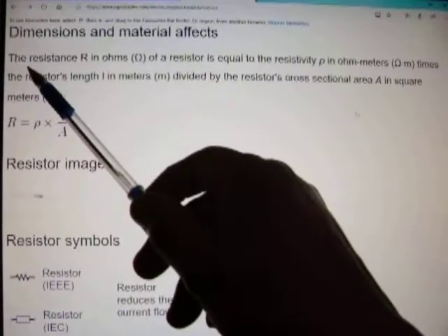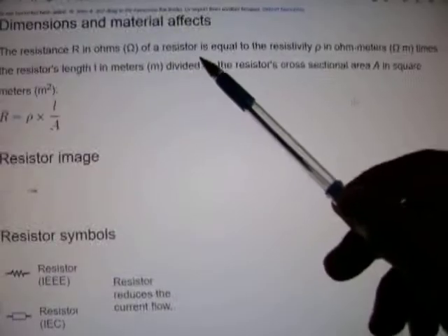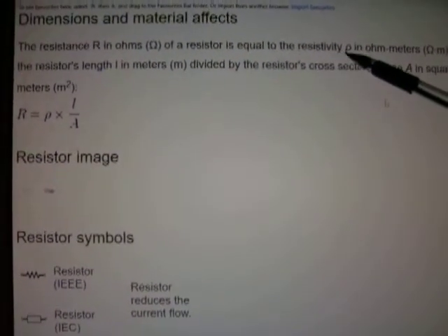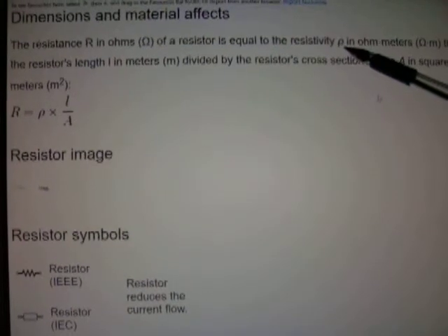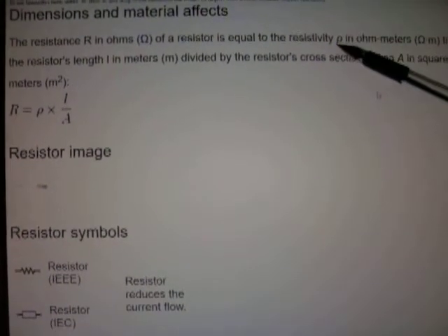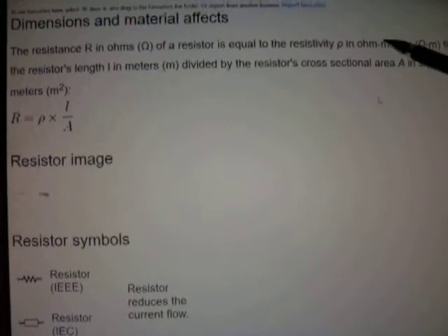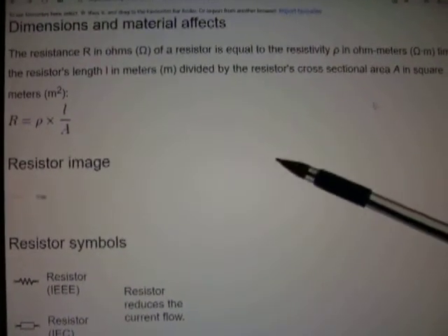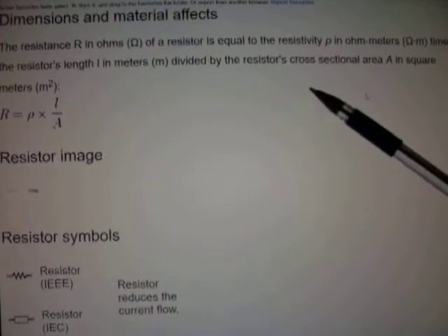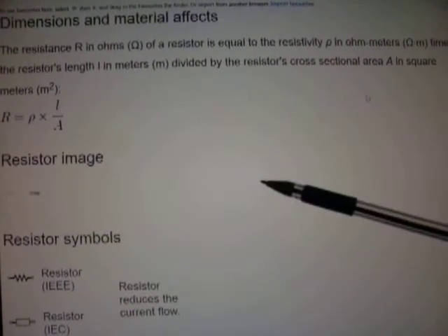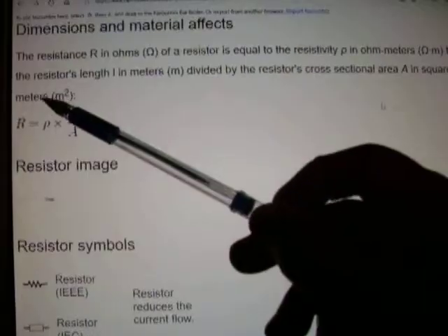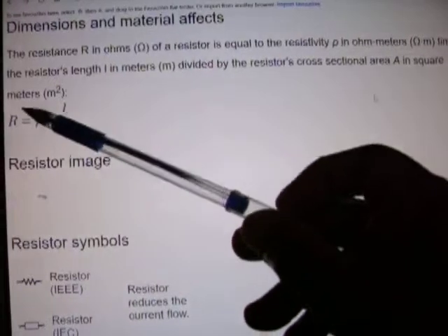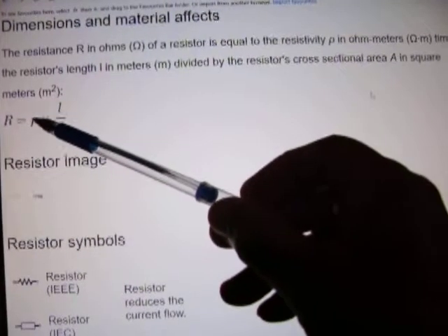Now, here we're looking at the materials. R in ohms of a resistor is equal to resistivity rho. Now, we spoke about rho: R equals rho L over A. And that's the symbol for rho. It simply refers to the resistivity of given materials, times the resistor's length in meters, divided by the resistor's cross-sectional area, A, in square meters. So here we have R equals rho L over A.